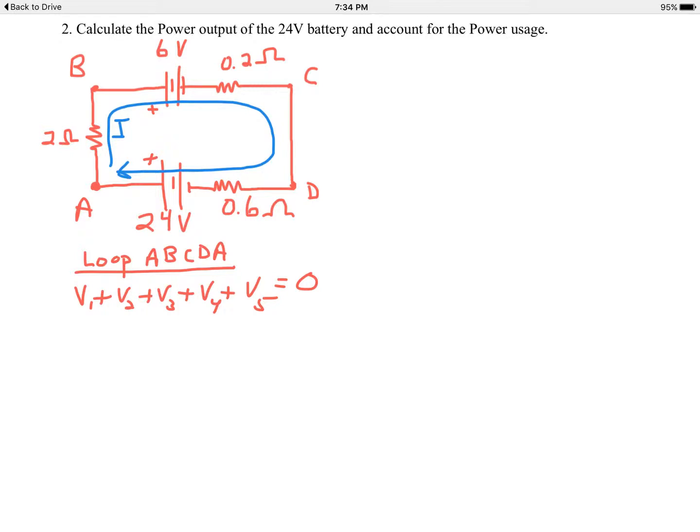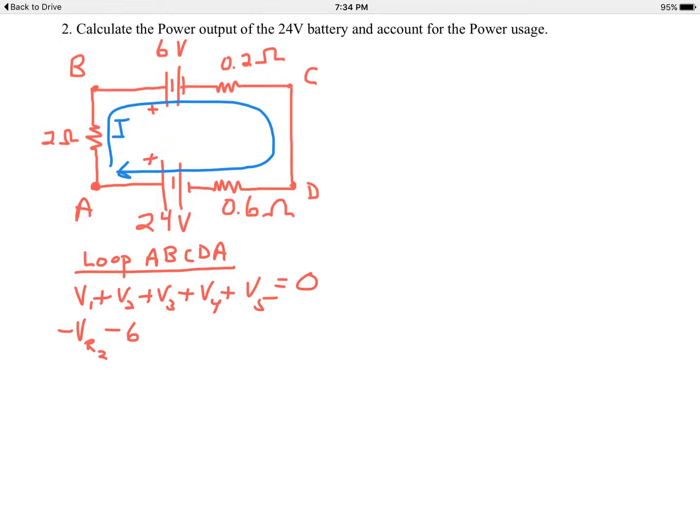If I start at point A, the first element I come to is the 2 ohm resistor. Now, going with the current flow, the convention is that will be a negative voltage. I'll symbolize it like this. Negative VR2, resistor number 2. Now the batteries are usually plus the 6 volts for the battery as I go from B towards C, but because I'm going into the quote-unquote positive side of the battery, I'm going opposite what that battery typically would be. I'm basically charging that battery. It's going to be a negative 6 or minus 6 volts.